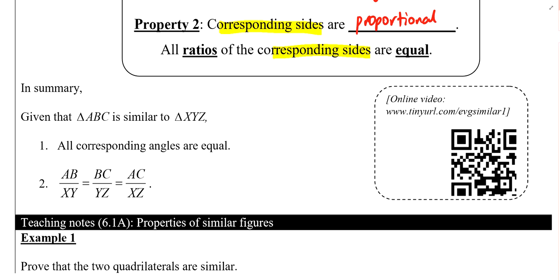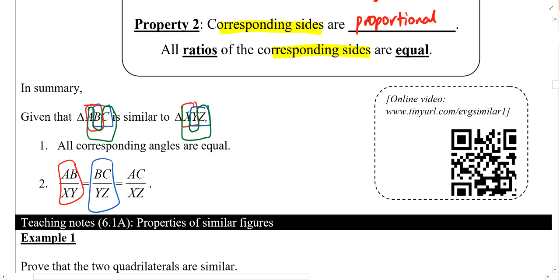This is the summary in mathematical terms. We say that all the corresponding angles are equal, and the next one tells us about the ratio. AB over XY, BC over YZ, and the last one, AC over XZ. All the ratios are the same.